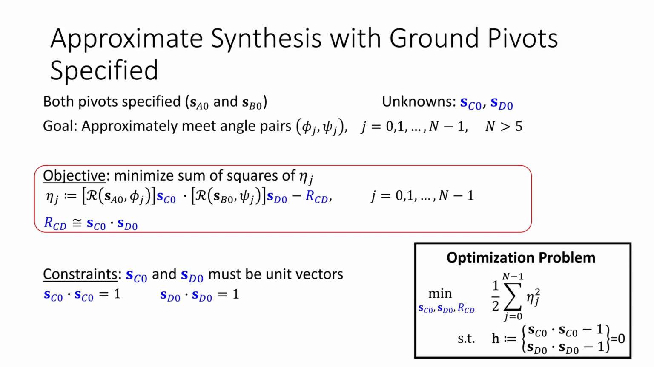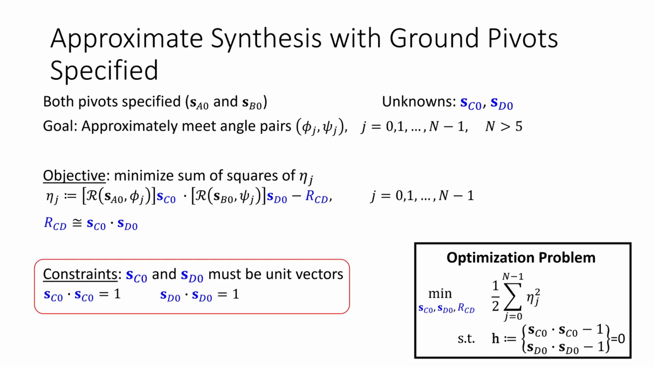The objective of this optimization problem is to solve for the vectors SC0 and SD0 that minimize the error to which a fixed angle constraint is met. An additional variable, RCD, is introduced, which is a dot product defined from a best fit coupler angle. This problem is subject to 2 sphere constraints, which specify unit magnitude for SC0 and SD0.